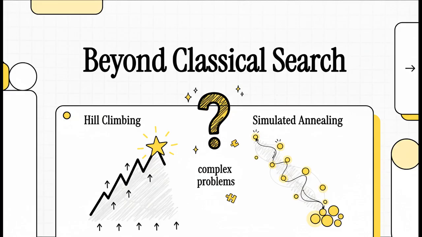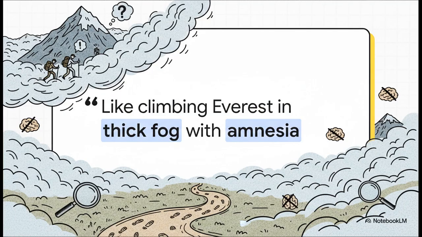Let's get into it. I want you to imagine this for a second. You're trying to find the highest peak on a mountain range, but you're surrounded by a thick, dense fog. You can only see a few feet in any direction. You have no map, no compass, and you can't even remember the path you just took. That is the kind of problem we're talking about today. And honestly, it's the perfect way to think about our first algorithm.